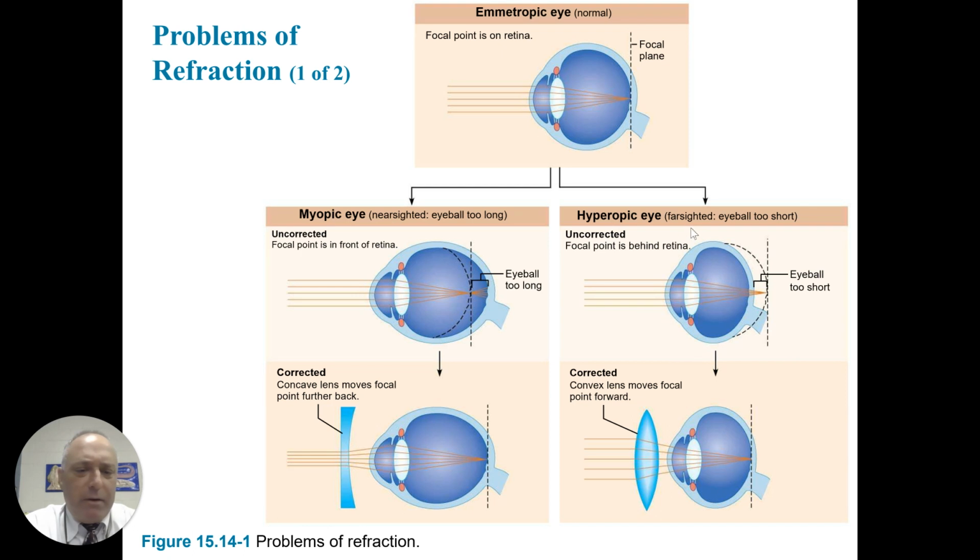Hyperopia, or farsightedness, is when the eyeball is too short. And you can see far, but you cannot see near without accommodation. And this involves a convex lens, which will then move the focal point forward. So emmetropic would be the normal eye. Myopic would be nearsighted, and hyperopic would be farsighted.